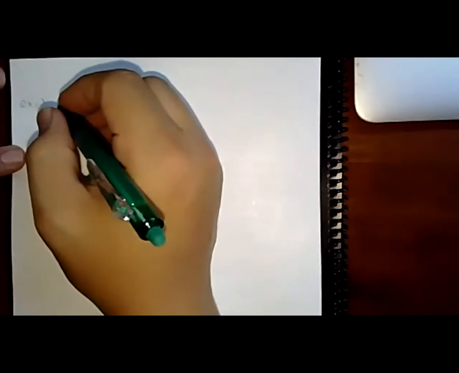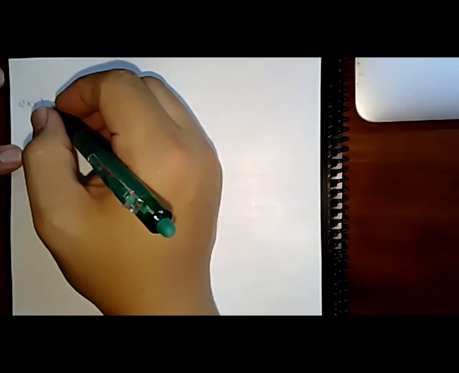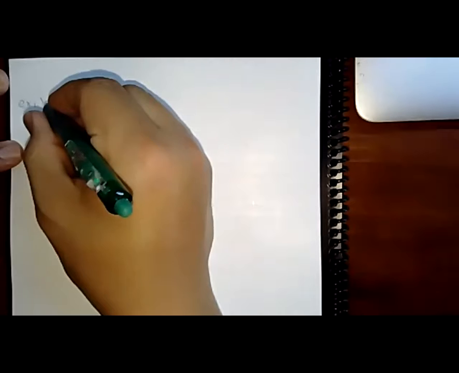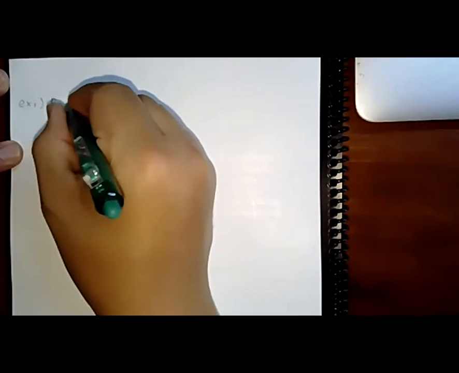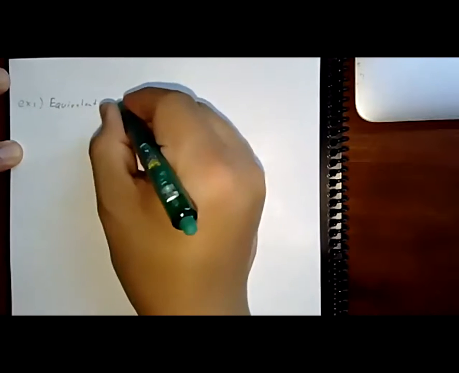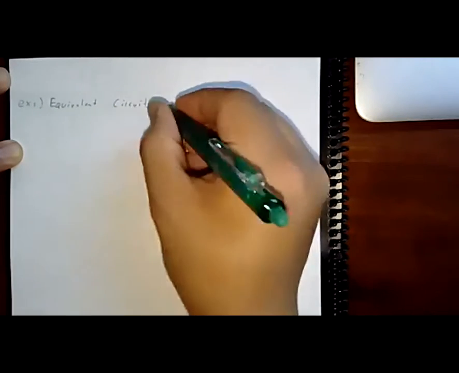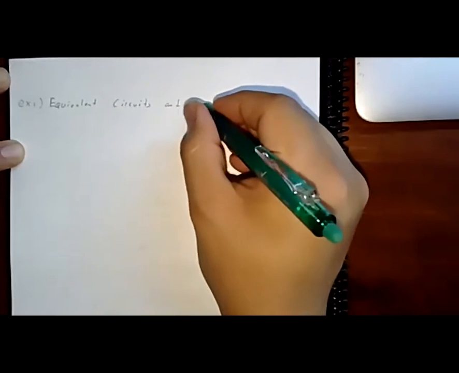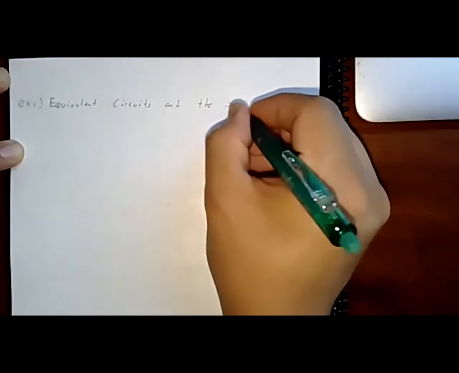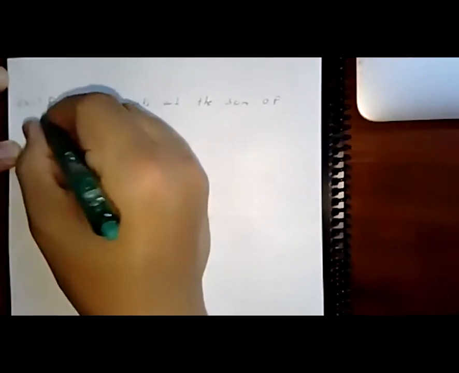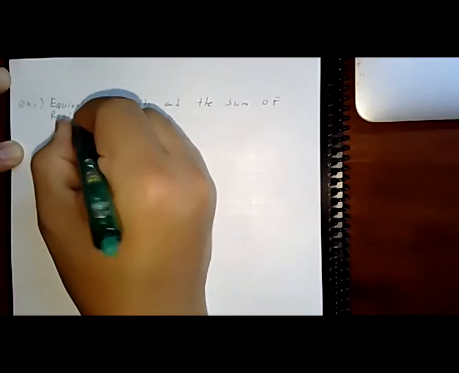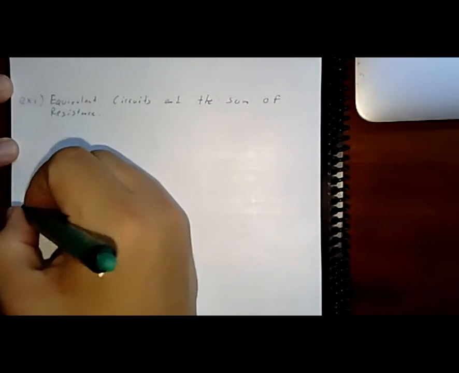All right. Let's look at a diagram here. Equivalent circuits and the sum of resistors or resistance. Okay. So let's see, we have this one diagram here.